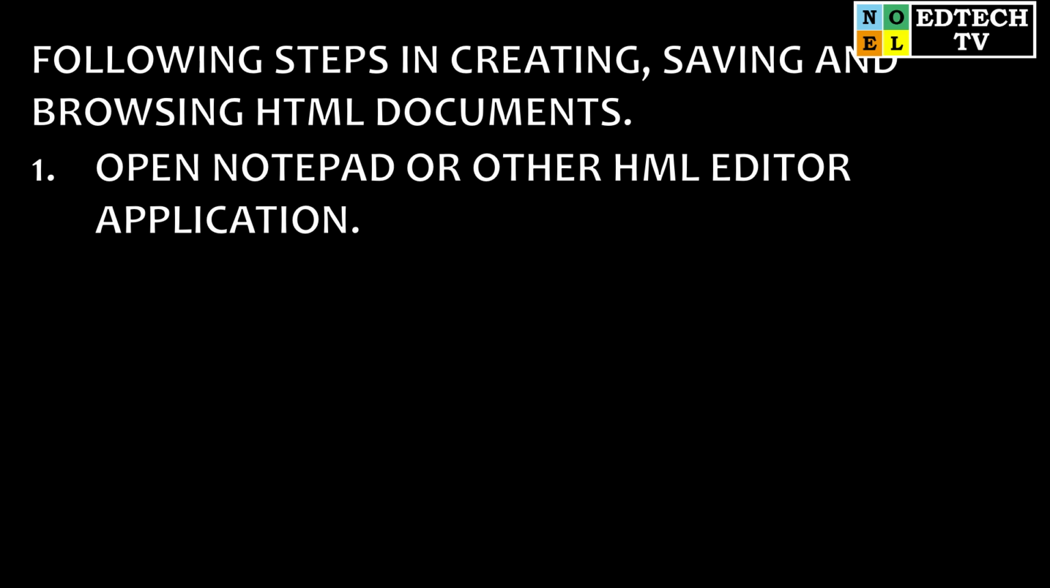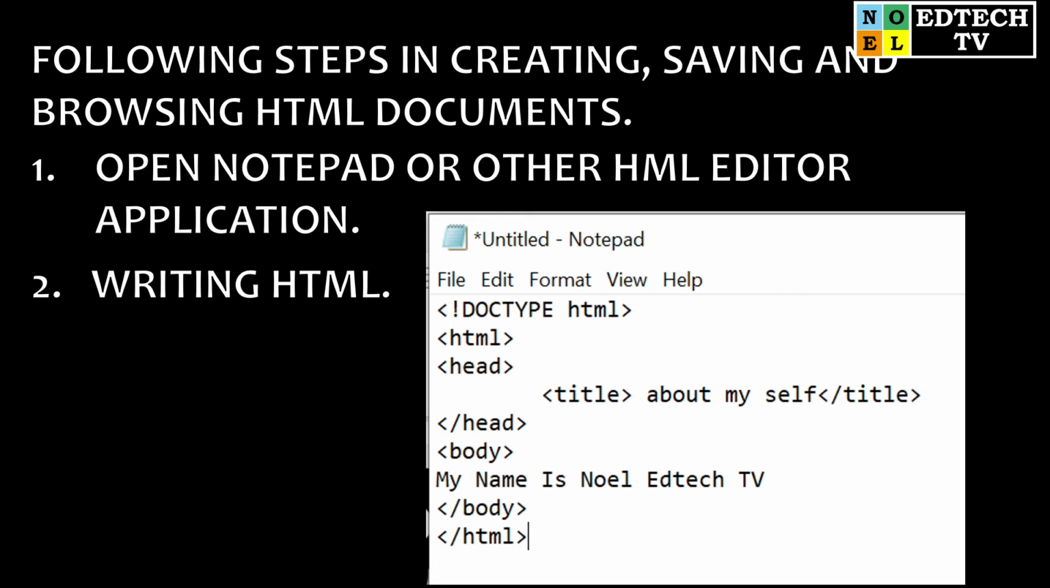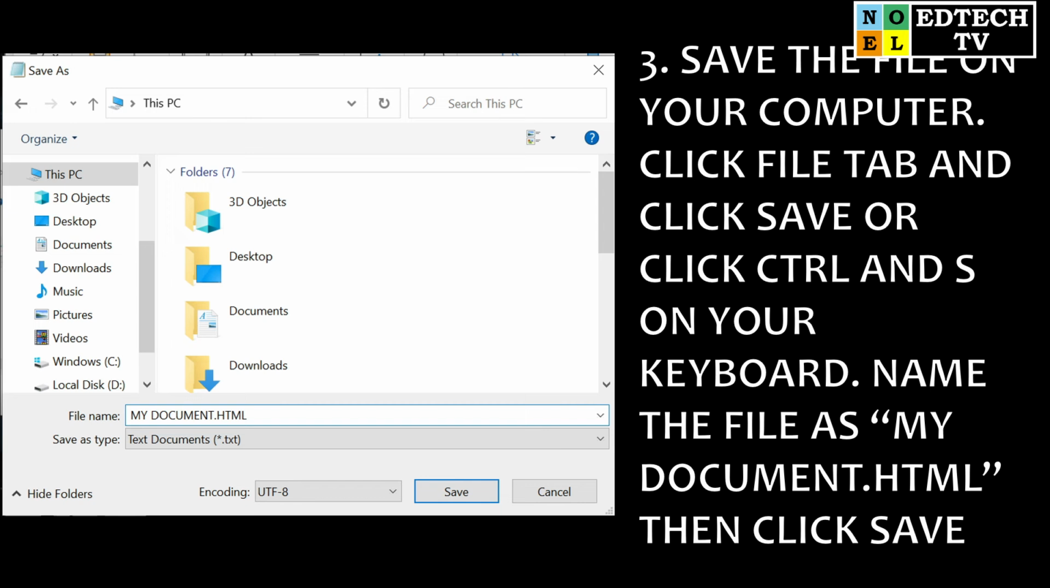The following are the steps in creating, saving, and browsing HTML documents. First, open Notepad or another HTML editor application. Second, write the HTML. Third, save the file on your documents or computer: click the File tab and click Save, or press Ctrl and S on your keyboard. Name the file mydocument.html. Then click Save.